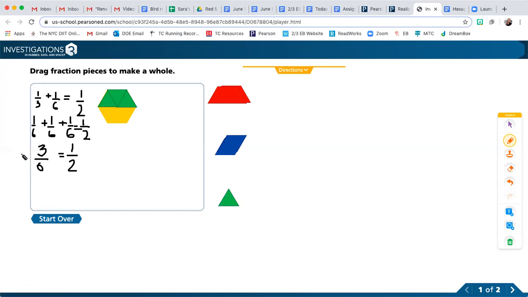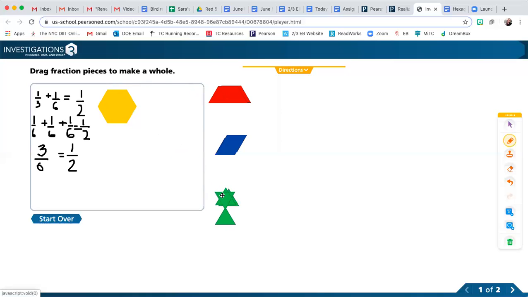So these two fractions, 3/6 and 1/2, are equal. That means that 3/6 of the hexagon cookie is the same amount as 1/2. You can see there, it's the same amount. These are called equivalent fractions. When two fractions are equal to one another, we call them equivalent fractions. All right, so let's try another one.